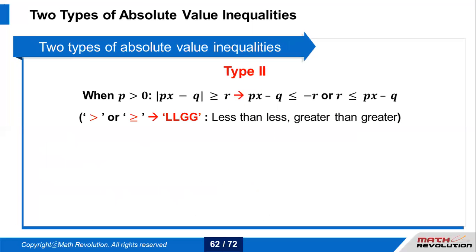And the second condition says if p is greater than 0, it's positive. And if we have something like px minus q being greater than or equal to r, then we hold with two inequalities: px minus q would be less than or equal to minus r, and px minus q would be greater than or equal to r.